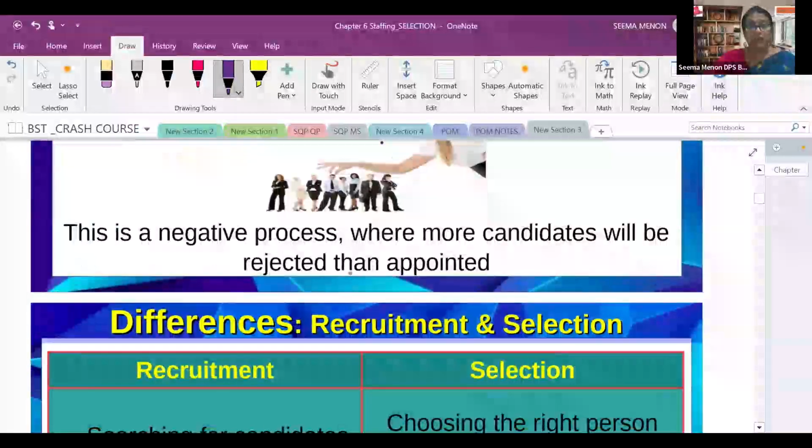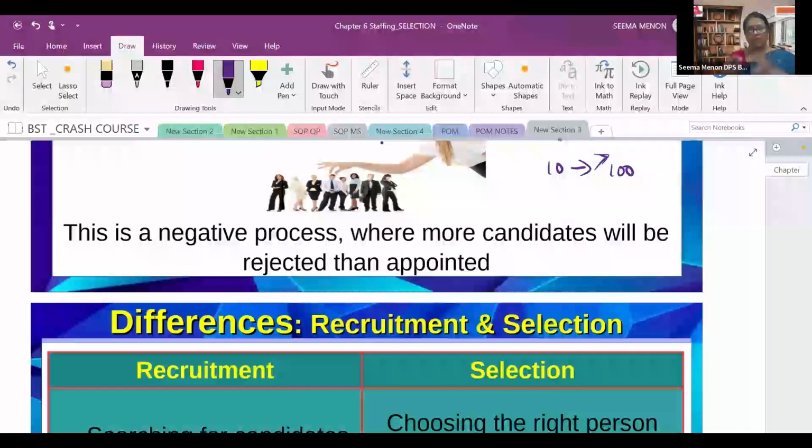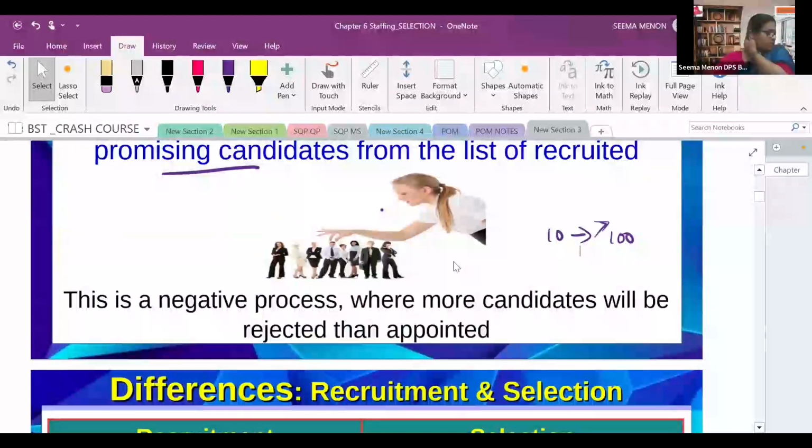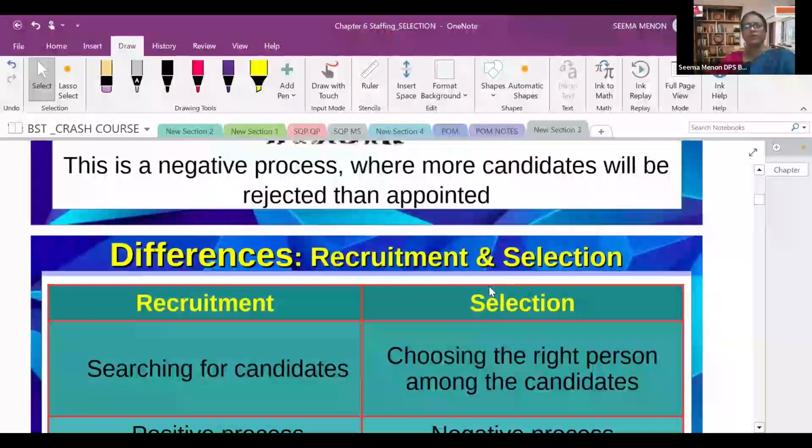This is a negative process where more candidates will be rejected than appointed, because there may be hardly 10 posts. For those 10 posts, the company may get more than 100 applications. So what is happening? The remaining 90 they will be rejecting. So normally we call selection a negative process. Here, rather than appointing, we are rejecting, because we need to get the filtered, the most relevant applications only.